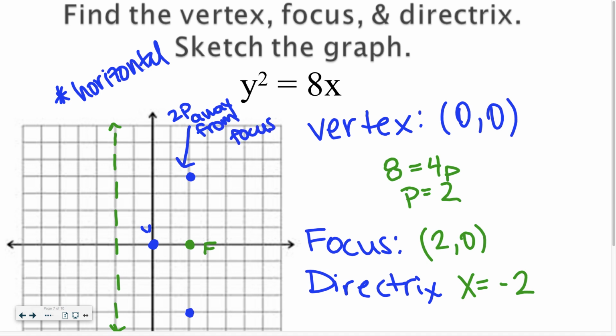Maybe you want to make a note to yourself that that was 2p away from the focus. But what do you notice? How far is this coordinate away from the directrix? 4. How far is this coordinate away from the directrix? 4. Okay, so now we can graph the shape of our parabola.